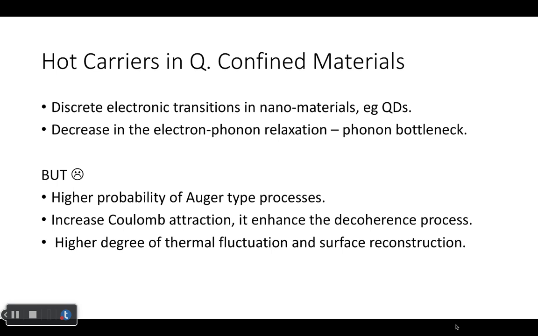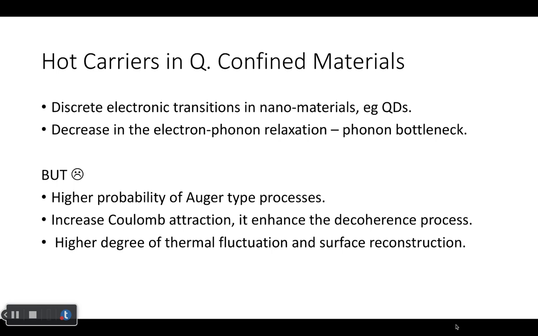because of this. Rather than showing it, they show a higher probability of Auger-type processes, meaning the hot carrier energy is transferred to the hole, to the hole state. It also increases the Coulomb attraction because of the localized hole and electrons. As such, it can increase the dephasing of the state, so you won't get enough time for energy transfer.